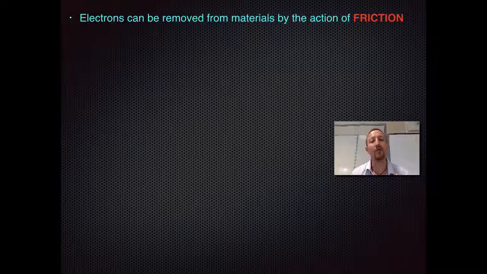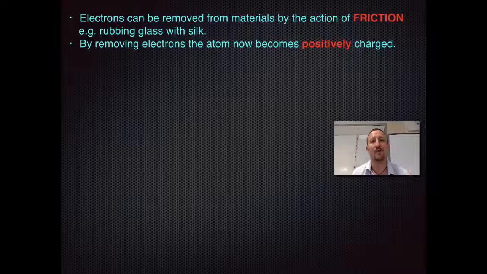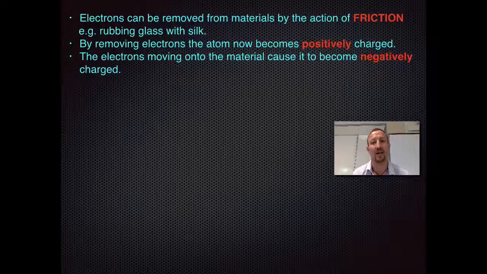So we also can see that electrons can be removed from materials by the action of friction. For example, rubbing glass with silk. But you will have noticed this, for example, on a hot windy day. You go close to your car, and there'll be an imbalance of electrons and you'll get a tiny shock. Now, as I stated, by removing the electrons, an atom or a material will become positively charged. Likewise, if we move electrons onto it, they will become negatively charged.